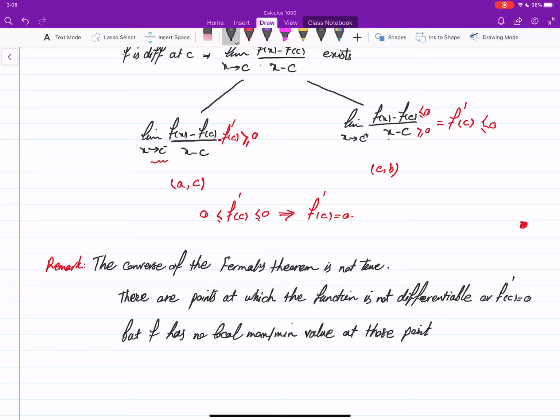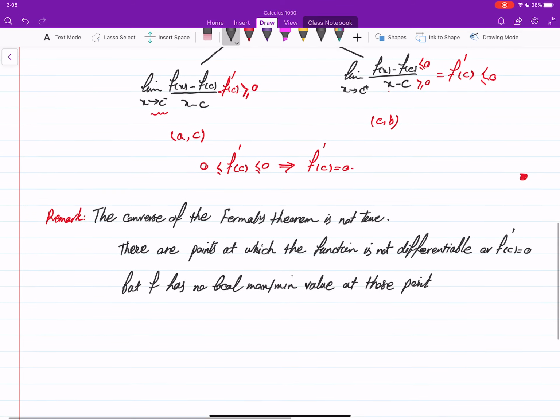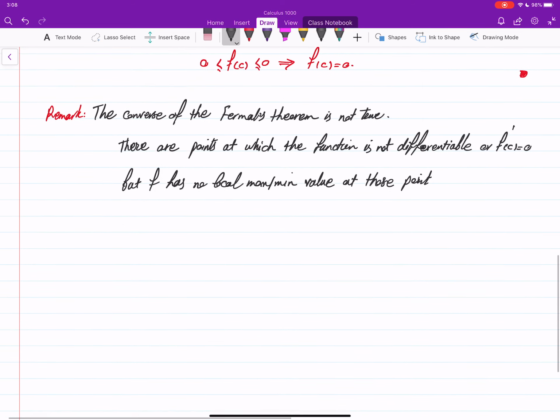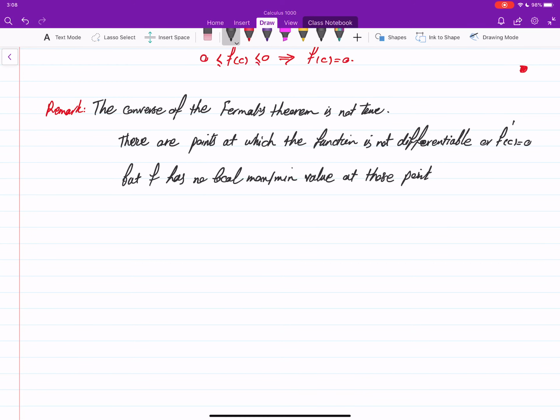Fermat's theorem says that every point which gives us a local max or min will have these properties. It doesn't say the other way. It doesn't say that every point which has either of these two properties will give us a local max or min. It just provides us a list of points that we have to do a little bit more work on to choose which one gives us a local max, local min.